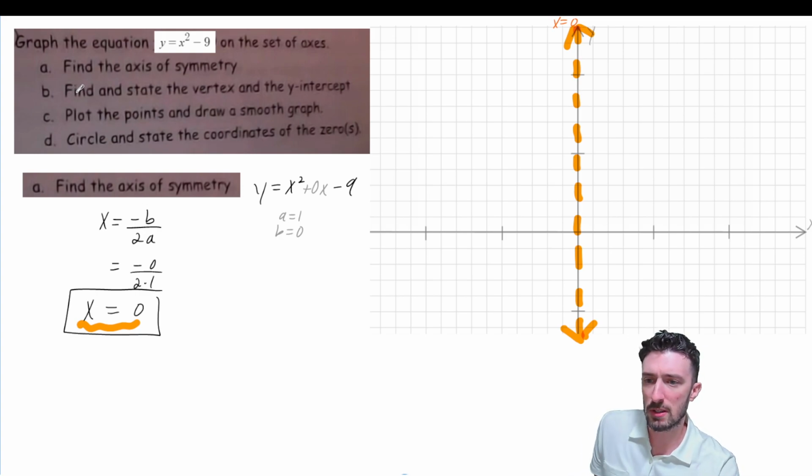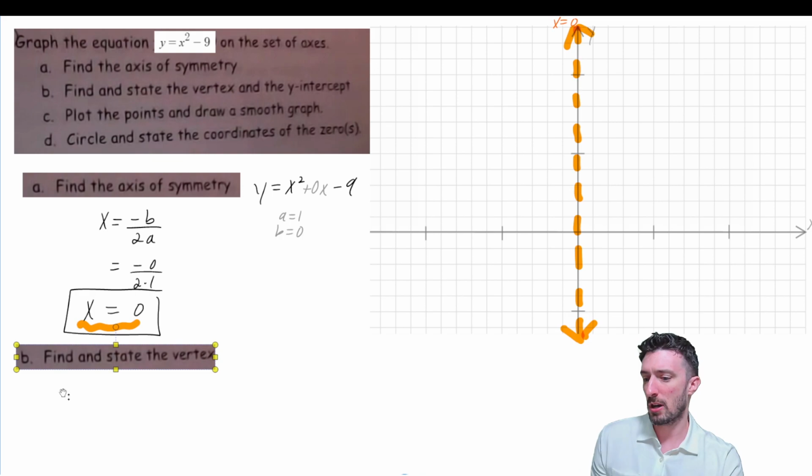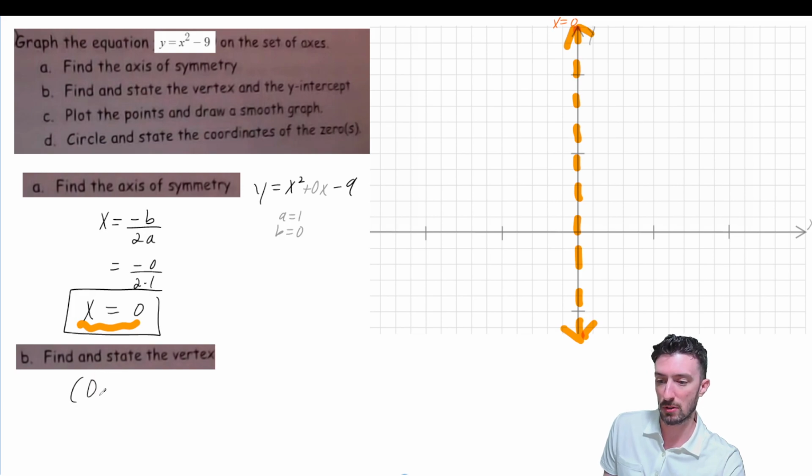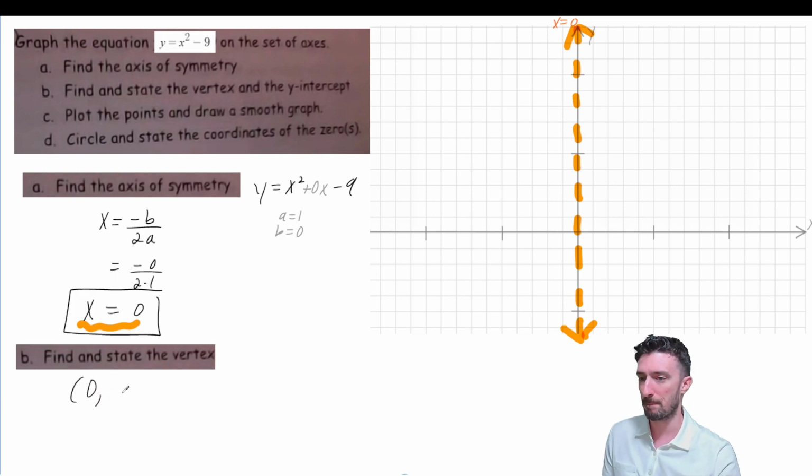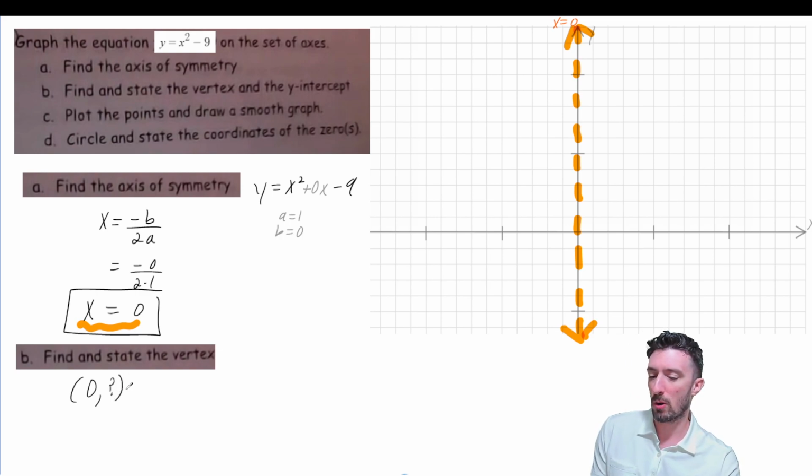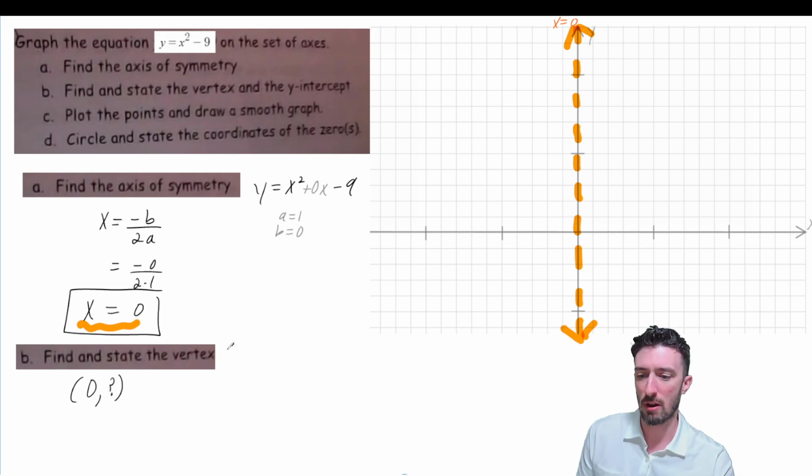But now it says find and state the vertex and the y-intercept. So let's start with the vertex. If you're trying to find the vertex, you know that it's going to have the same x coordinate as the axis of symmetry. So you just put a 0 there. And then you need to figure out what the y coordinate is when x is 0.